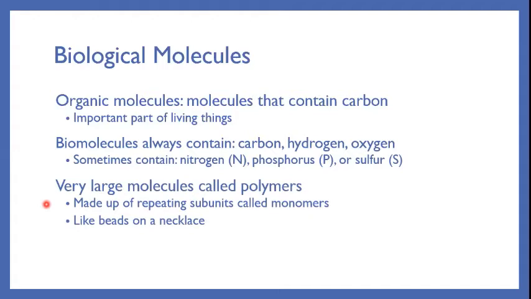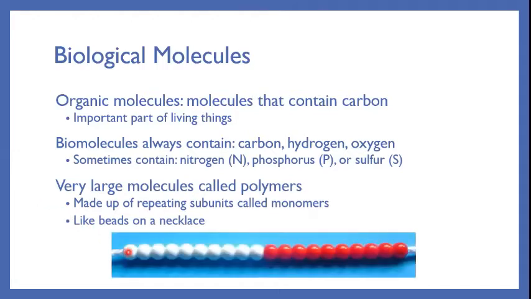It's a lot like beads on a necklace. The entire necklace is called a polymer. The individual components are called monomers. So every bead is one monomer, two monomer, three monomer, and on. The entire necklace is one polymer. For each of the biological molecules, we're going to identify what a polymer and a monomer is for that specific one.